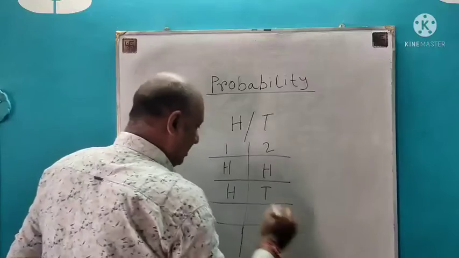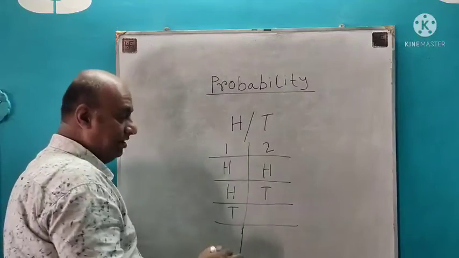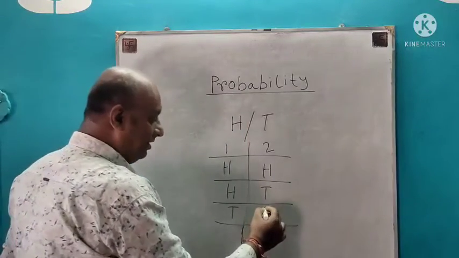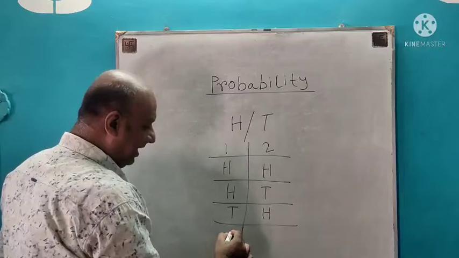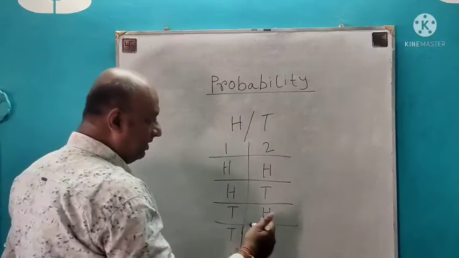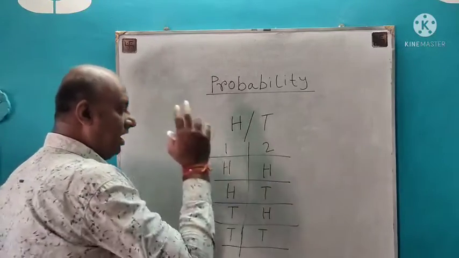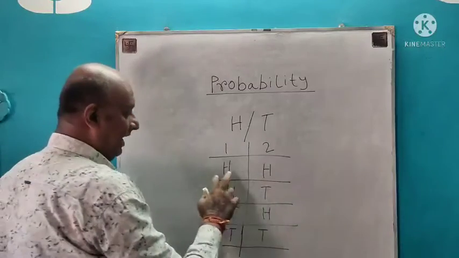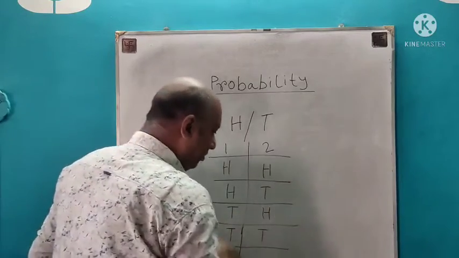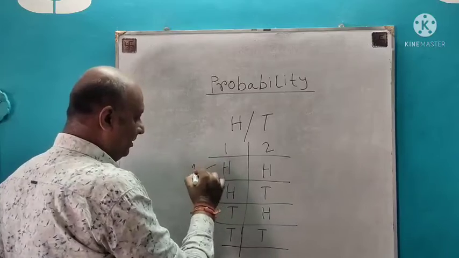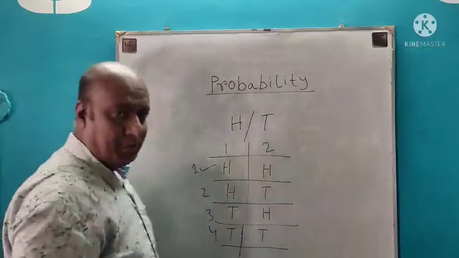Then let's consider in the first coin we have got a tail. In the second coin we might get a head, that is another possibility, tail head. And again in the first coin if we get a tail, there is a possibility that in the second coin we get a tail. So here all possibilities are covered when we are tossing 2 coins: head head, head tail, tail head, and tail tail. So there are 4 different possibilities, possibility 1, 2, 3 and 4. This is called the sample space.